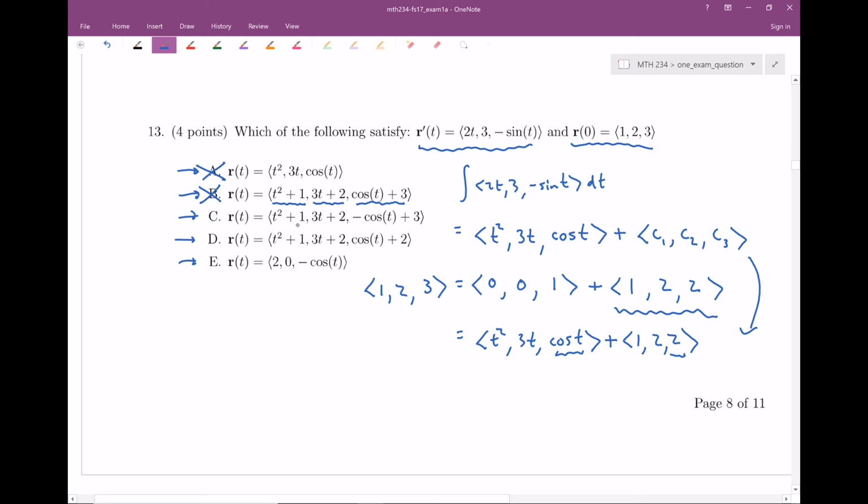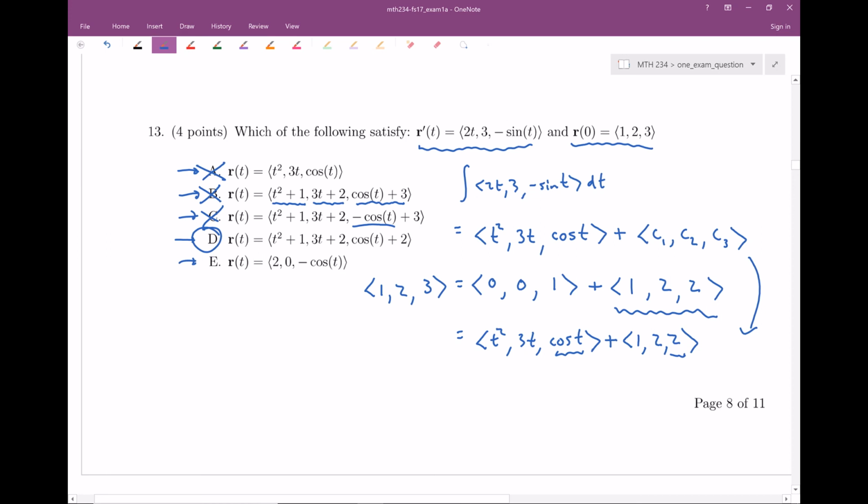How about C? Okay, negative cosine. That's not right. How about D? This is good so far, yes. And aha, cosine of t plus 2. So D is the correct answer here. All right, so again, the answer is D.